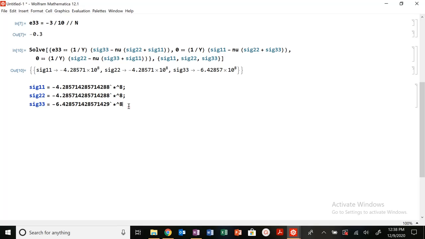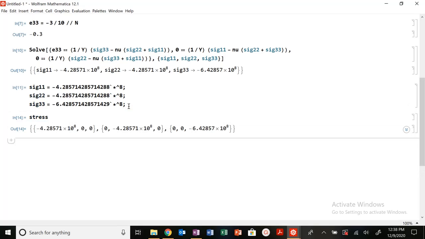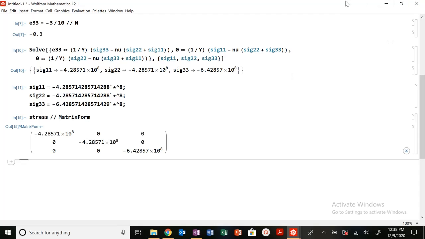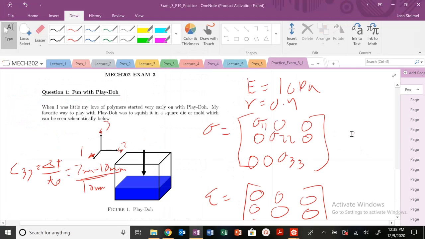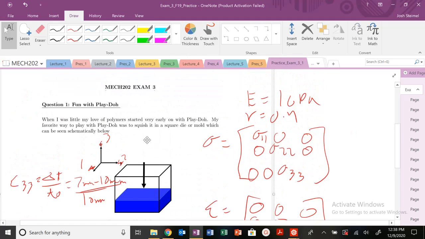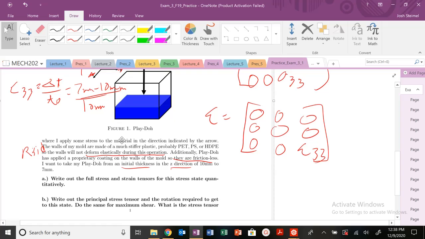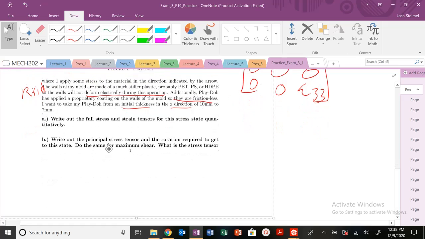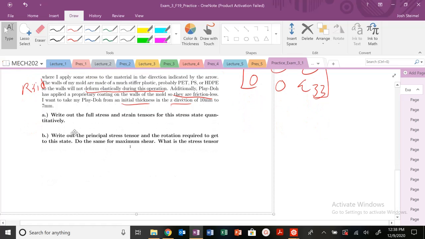All right, here. So now you can look at your stress tensor. You can look at it in matrix form. There we go. So that's that first part of the problem finished. So again, think about if there is friction on those walls, you might have to consider those shear stresses. So A is done.